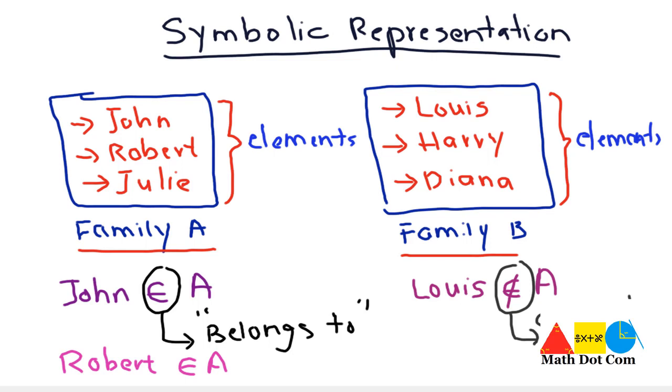As it is clear from the above sets, Louis does not belong to the set A. Rather, Louis belongs to the family B or the set B. So we may write Louis belongs to B. This is right. And similarly, we can write Harry belongs to B. And Diana also belongs to B. While Julie belongs to A, Robert belongs to A, and John belongs to A. This is the symbolic representation of the sets, relating the elements to the set itself. So this was all about how we can represent a set symbolically.